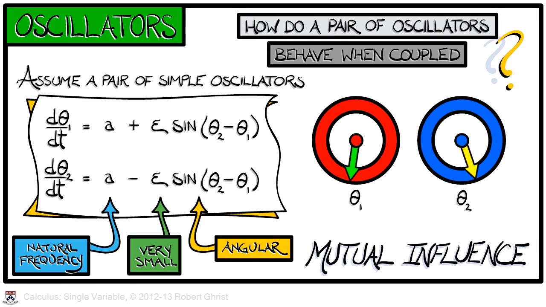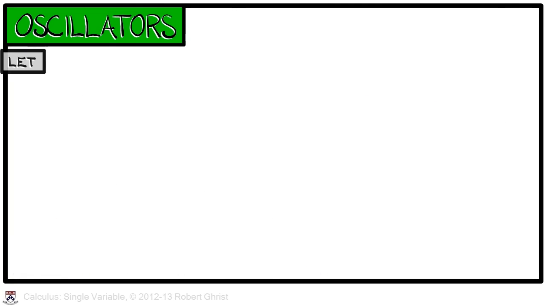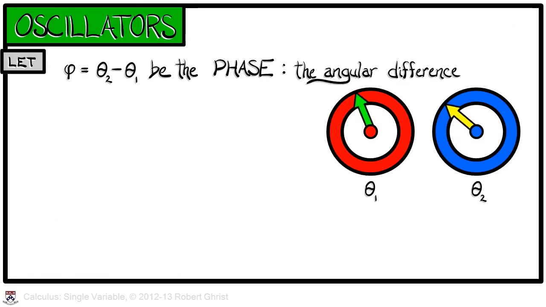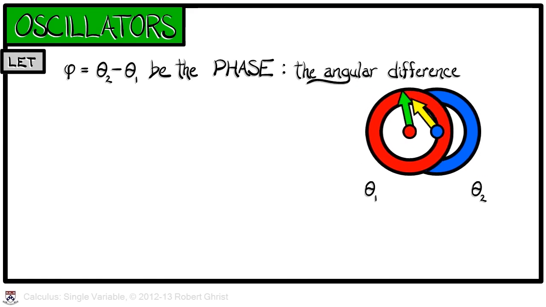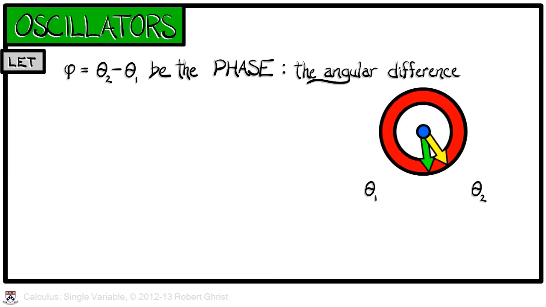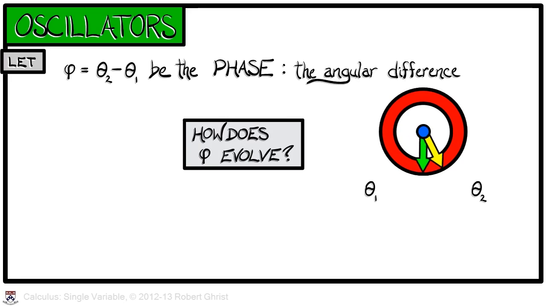The model that we'll use is adding or subtracting a small number, epsilon, times the sine of theta 2 minus theta 1. We use that expression to keep things angular. This quantity, theta 2 minus theta 1, has a name. It is called the phase of this pair of oscillators. It's the difference in angles. What we're going to do is consider how the phase evolves.